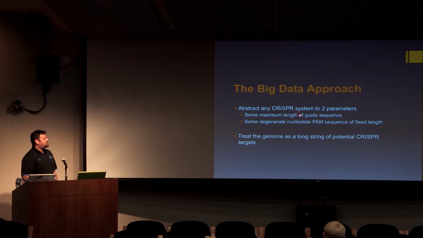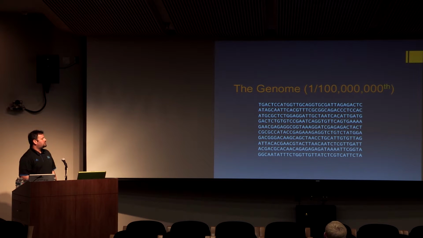So I said I could abstract a CRISPR target into some maximum guide length RNA and some degenerate nucleotide sequence PAM site, so essentially a limited subset of possible nucleotides for the PAM. And I could treat the genome as just a really long string that has several potential CRISPR targets. So this is just a sample of the genome. This is actually pretty much a random sequence. This is about 1/100 millionth the size of the current human genome draft.